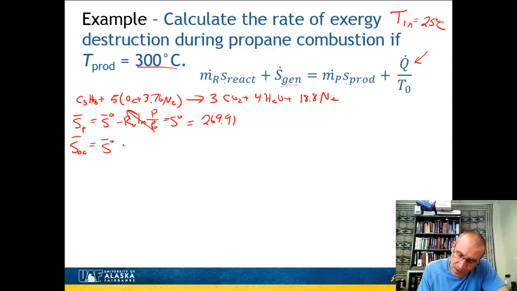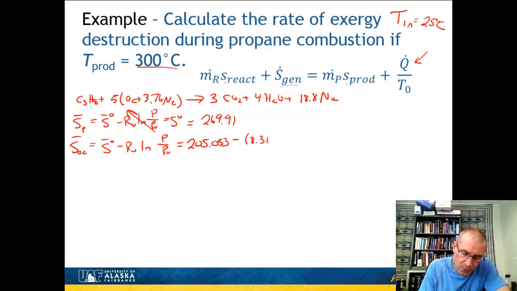I've got S0 minus RU ln of P over P naught. All right. And so I can get my S0 value at 25 degrees Celsius at 298 Kelvin. That's 205.033. And then minus 8.314. And now the natural log term, the pressure, this is the partial pressure. So I've got air and nitrogen. And so that's going to end up being equal to the natural log of 0.21 P naught over P naught. So essentially the natural log of the mole fraction value.